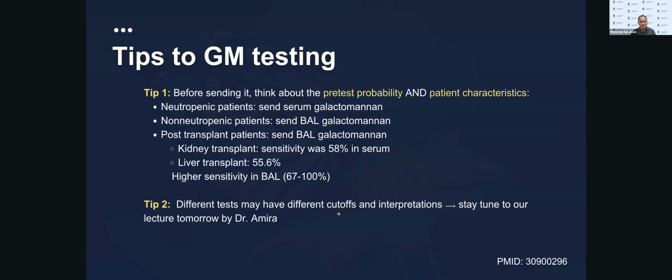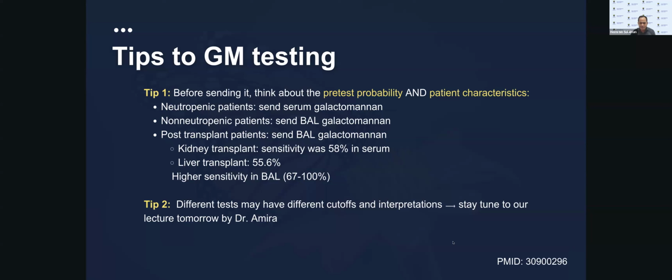So, summarizing everything, tips to GM testing in these patients. Before sending it, again, like GM, you need to think about pretest probability and patient characteristics. If the patient is neutropenic, send serum galactomannan. Non-neutropenic patients, send BAL galactomannan. Post-transplant patient, again, send BAL galactomannan based on the discussion that we had just now.